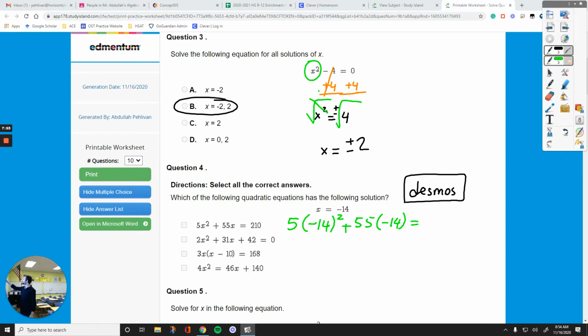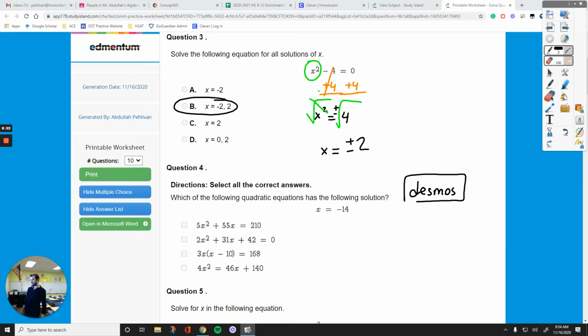You don't even need to put the equal. You just type this on Desmos and see if the answer is 210. If when you type this in you get 210, that means yes, when you plug in -14, you get 210. That's a true equation. That's one of the solutions. That's the easiest way, okay? But I just want to show you what to do if you want to solve this using the regular way.